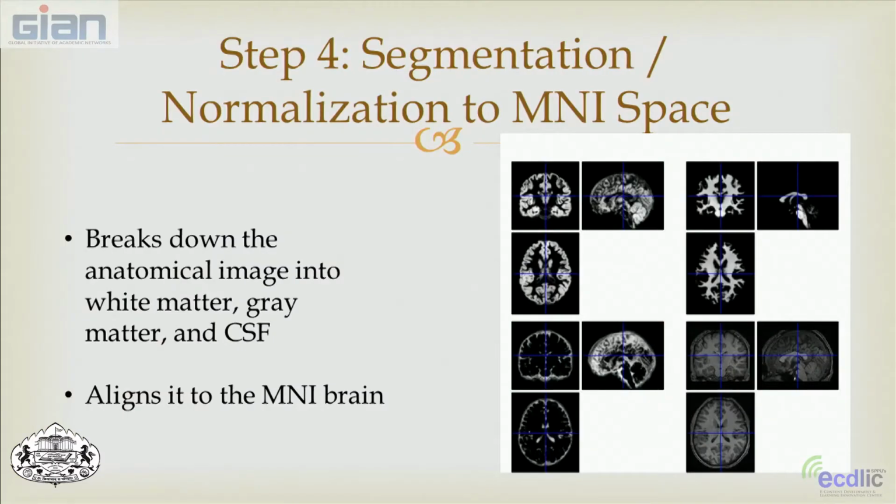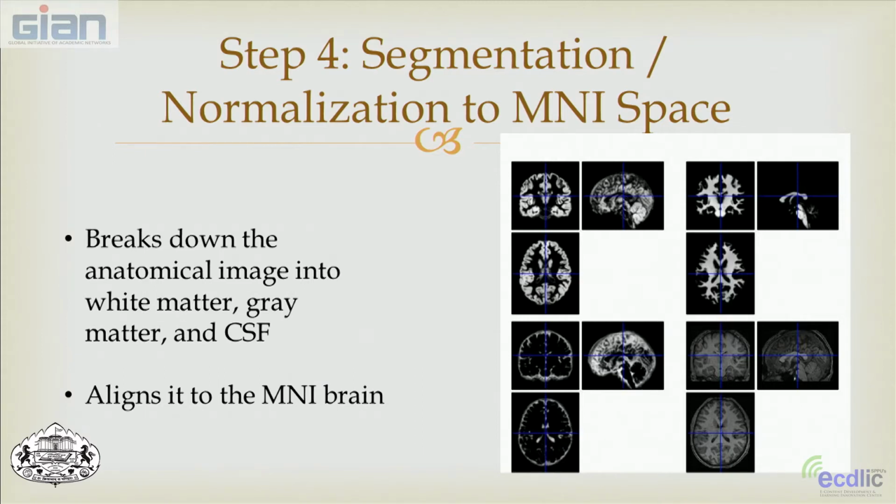The next step is normalization into Montreal Neurological Institute, or MNI space. To do this, SPM does something that's sort of unique here. First of all, the image that's normalized to the MNI space is actually the anatomical image. This anatomical image in SPM is first broken down into white matter, gray matter, and CSF. That's called segmentation into different tissue types. And then it takes these and aligns them to the MNI brain.